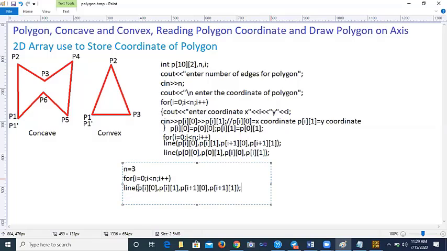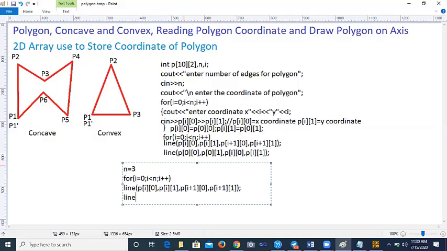So this P of I0 is your P1 point x coordinates, P of I1 is P1 point y coordinates, P of I plus 1, 0 is P2 x coordinates, P of I plus 1, 1 is P2 y coordinates. Correct? So this is going to increase again in the next, that comes to your P2 point because I increased by 1. So P2 point x coordinates, y coordinates, and P3 point x coordinates, y coordinates in I plus 1, 0, I plus 1, 1.